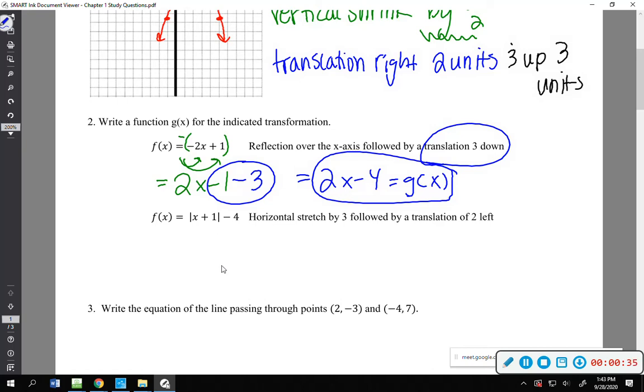So again, you have to do each transformation separately. No shortcuts.